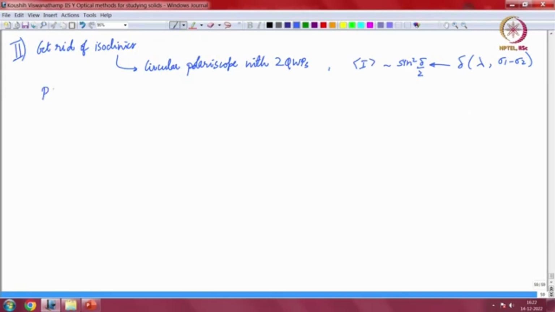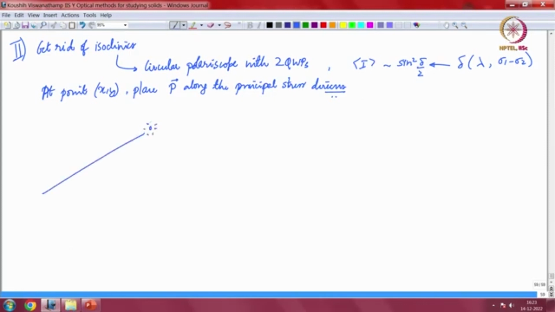Now at the point x comma y, you place the P along the principal stress direction. So you have figured out the principal stress direction at a particular point, you now place the P of the circular polariscope along that direction. So that becomes now your y axis. Now you do something slightly clever, P becomes like this, your body is like this, you have one QWP here, one quarter wave plate here, and then you have an analyzer. So polarizer, analyzer, and this is us looking at it.